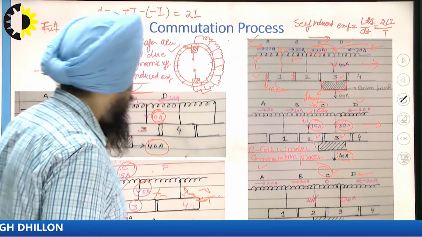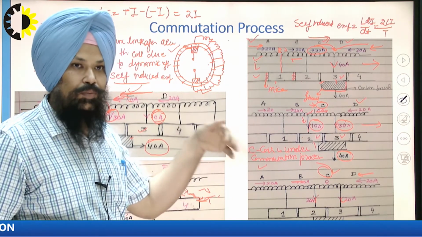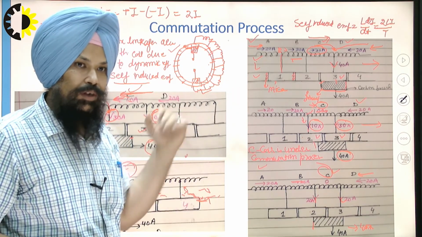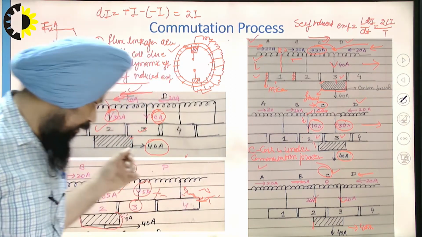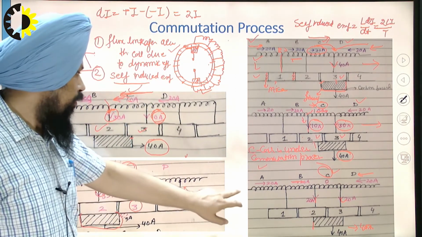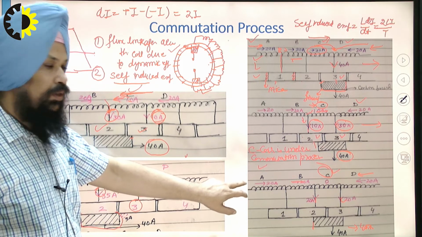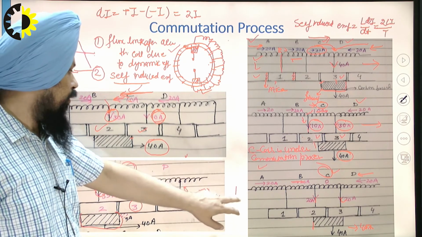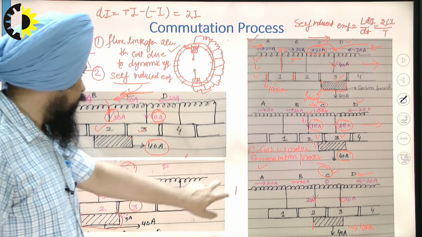Now for effective commutation, we need to have interpoles so as to reduce this effect, as well as the compensating winding effect, or resistance commutation. There are so many methods to improve the commutation process. Now come to the next.